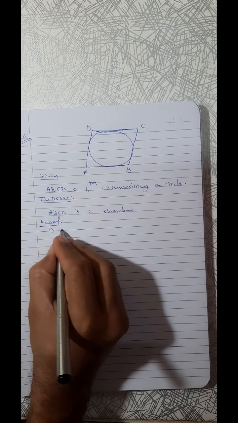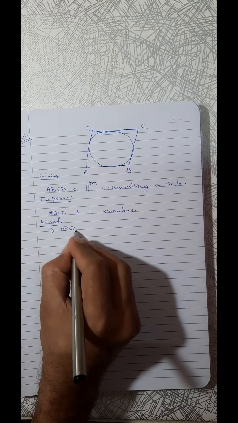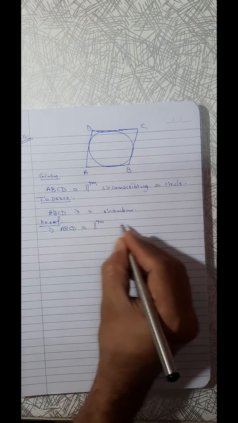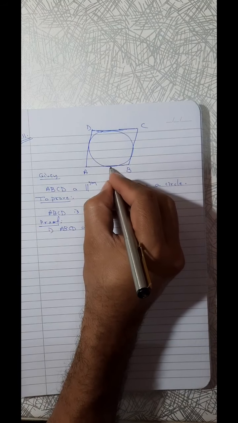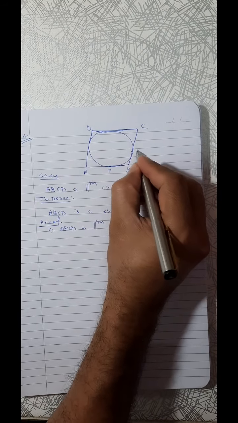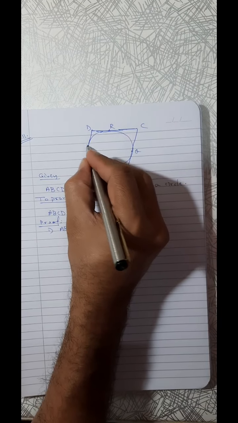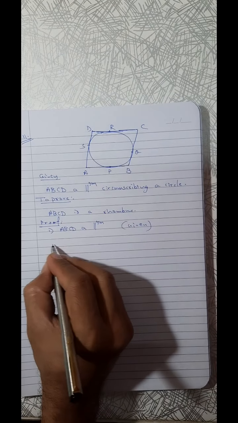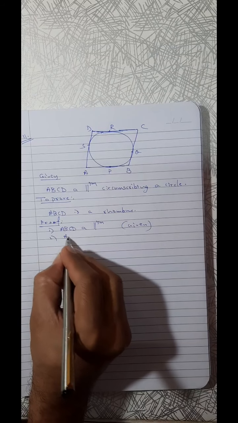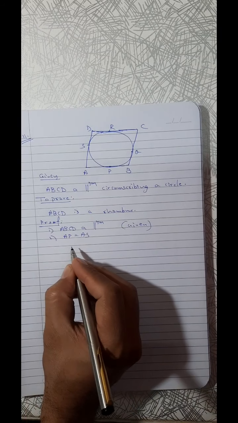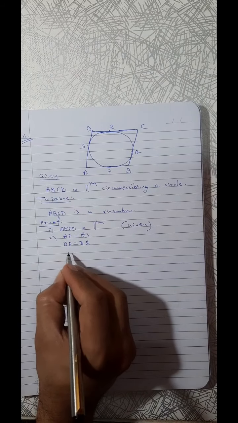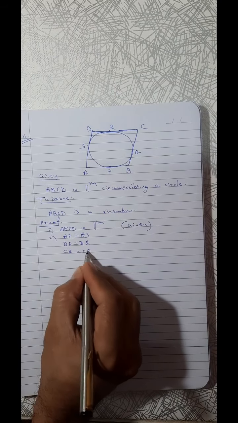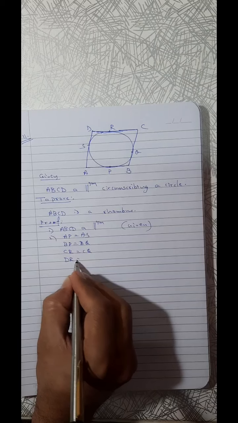First we will say ABCD is a parallelogram, given thing, already given. Then we will say point of contact we will take PQRS. Tangents: AP equal to AS, BP equal to BQ, CR equal to CQ, DR equal to DS.